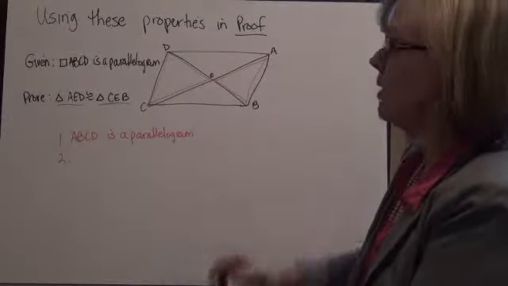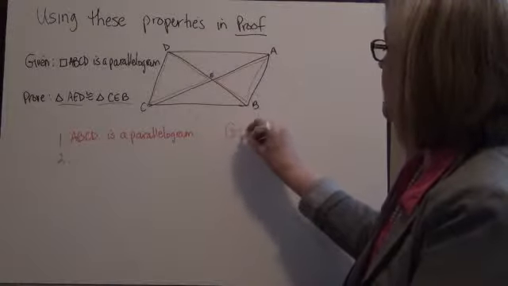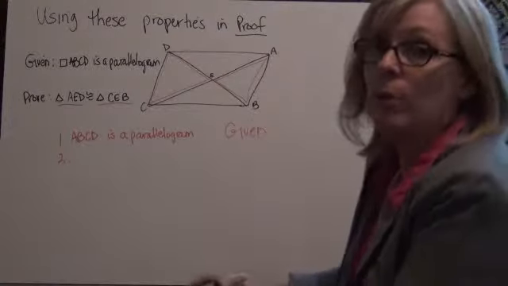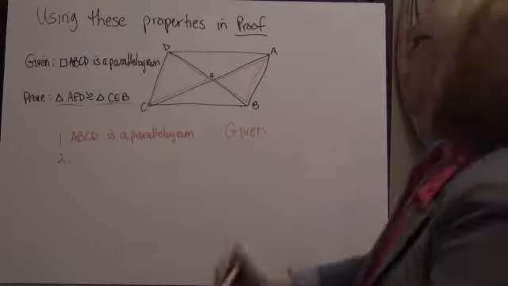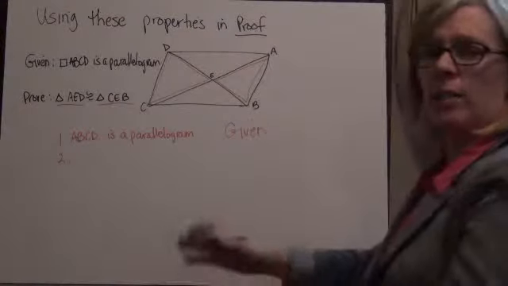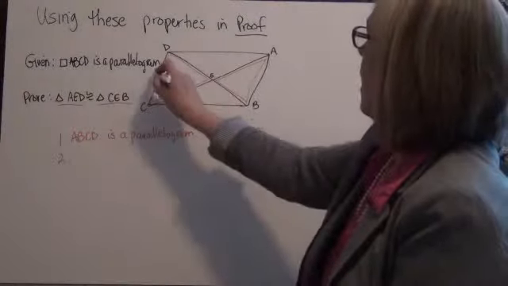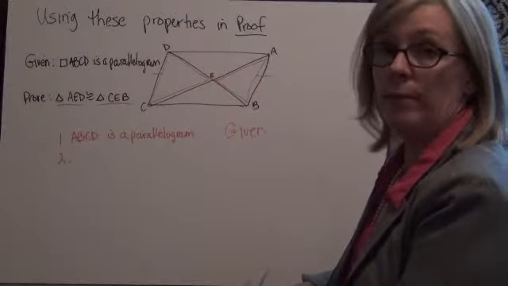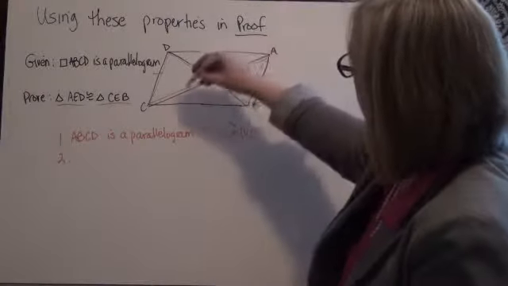So the first thing I wrote down is my given, right? Because I will never have an empty paper. I'll always be able to write something down. Given. Now, what does that actually mean? So let's mark up this triangle. That means opposite sides are congruent, right? That means the diagonals bisect each other.